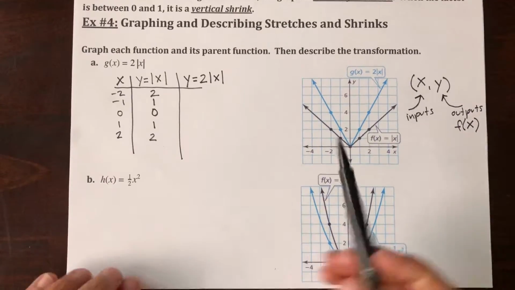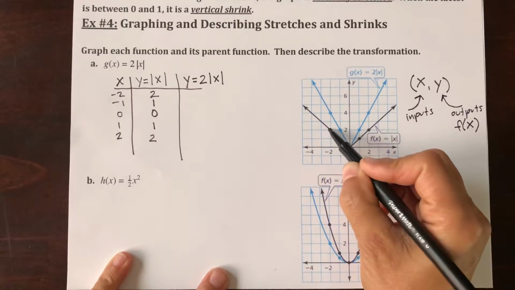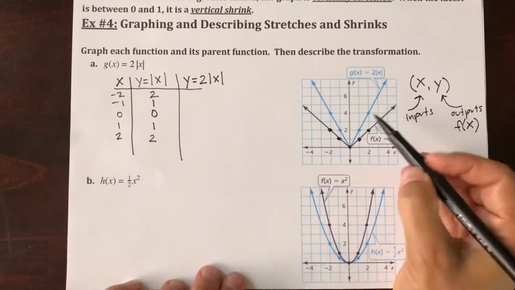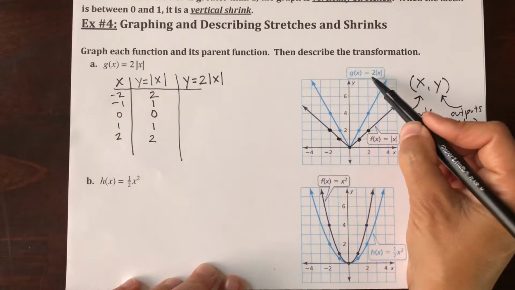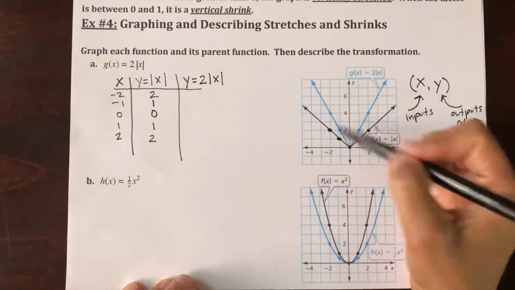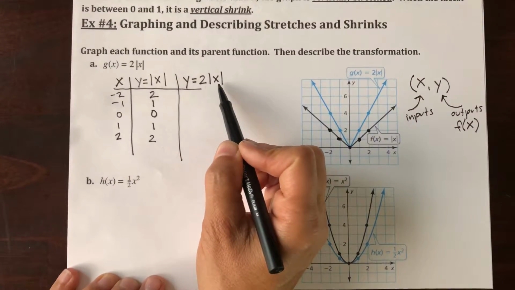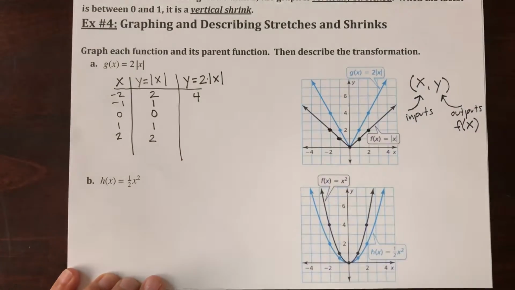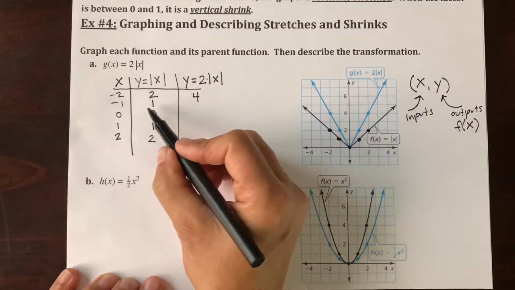Okay, so now you can see our -2, 2, that's here. -1, 1, 0, 0, 1, 1. So we're seeing our parent function graphed. Okay, now we're gonna see how the 2 vertically stretches the graph. So when I plug a -2 in, I get a 2, and then I'm going to multiply that by 2, and I get 4. So it's vertically stretching all of my original outputs.